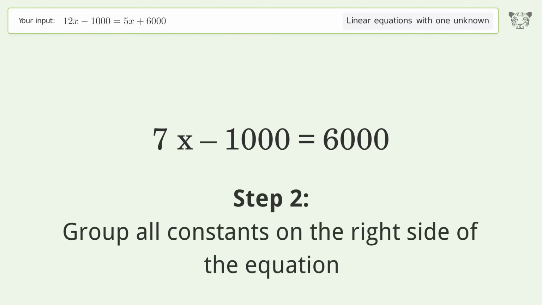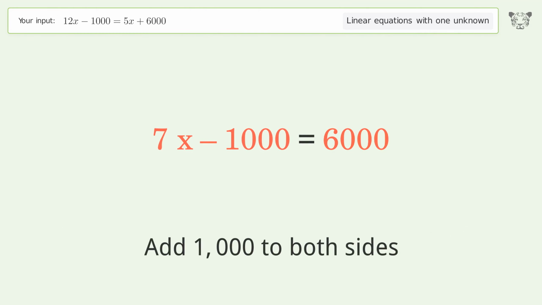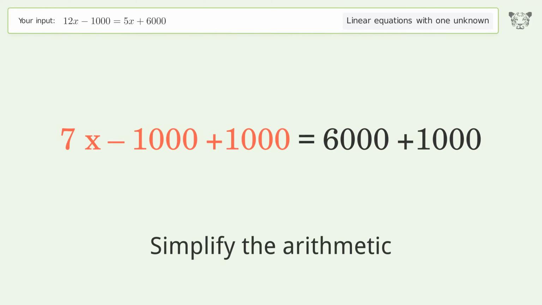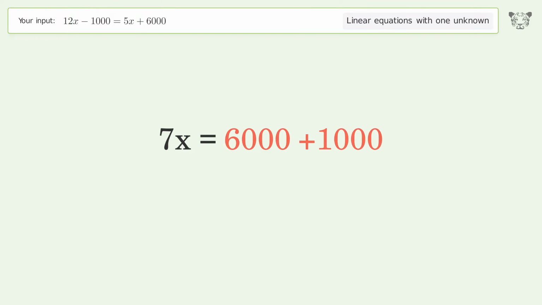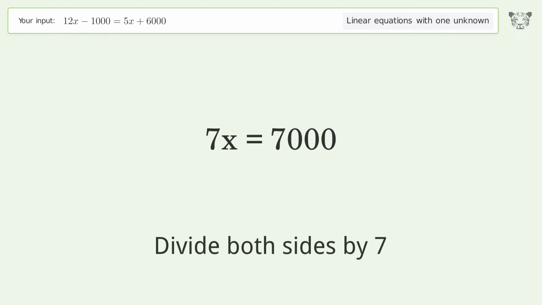Group all constants on the right side of the equation. Add 1000 to both sides. Simplify the arithmetic. Isolate the x. Divide both sides by 7.